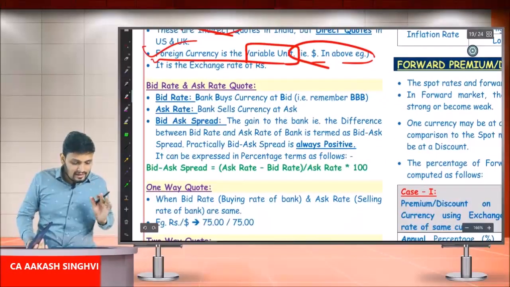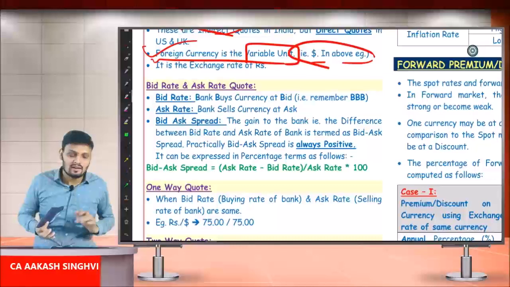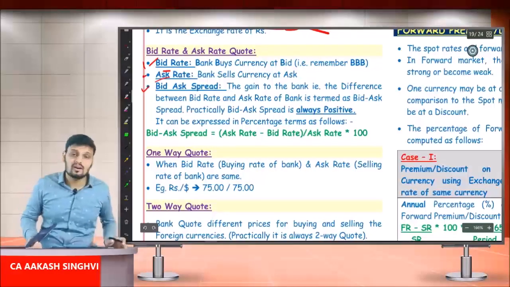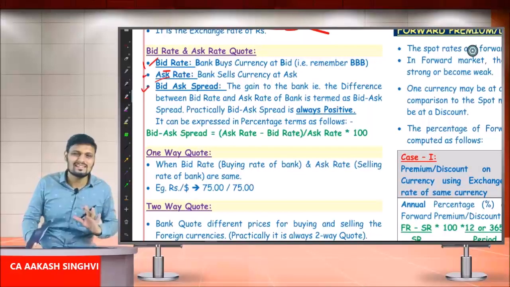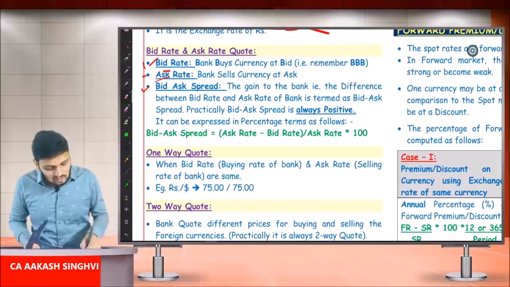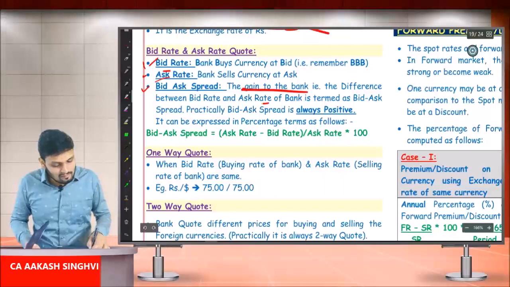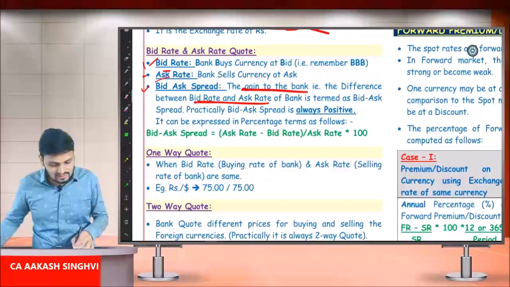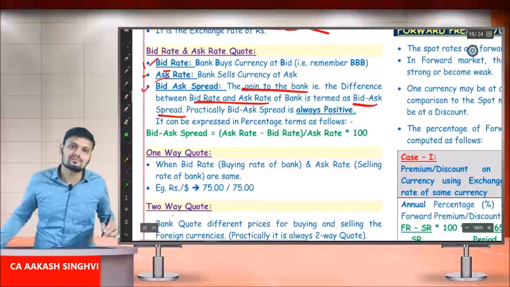So bid and ask rate, I hope everything is clear, right? Bid rate and ask rate we have just explained. Now, what is bid ask spread? It's very easy. It's nothing but the gain to the bank, that is, the difference between bid rate and ask rate. Difference between bid rate and ask rate of the bank is termed as bid ask spread.